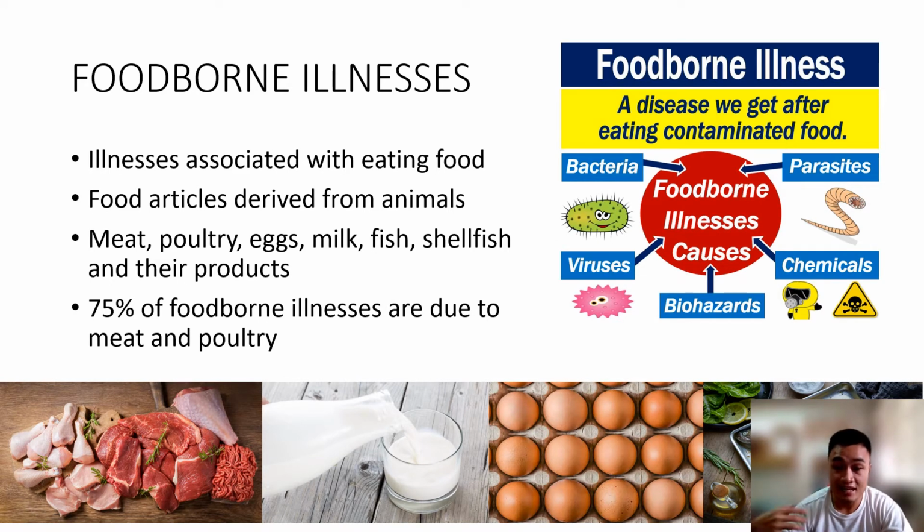So these are, again, as the name implies, illnesses associated with food, of course. So food articles are derived from animals, so from meat, poultry, eggs, milk, fish, shellfish, and their products. And as I have just mentioned, a huge sum, or as data implied, 75% of foodborne illnesses are due to meat and poultry and their products, which are derived from food animals.